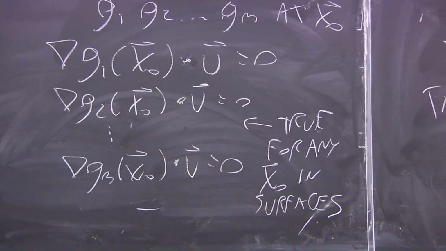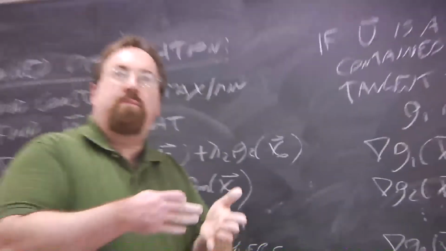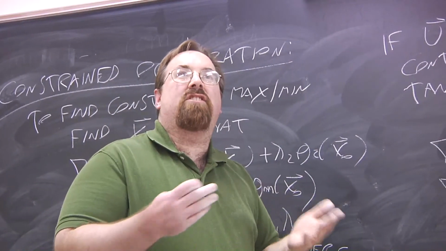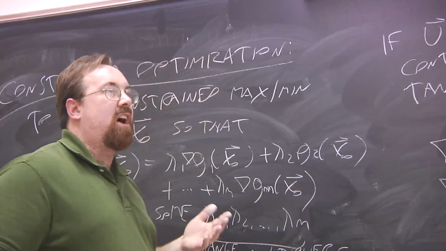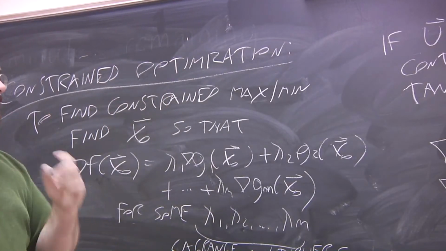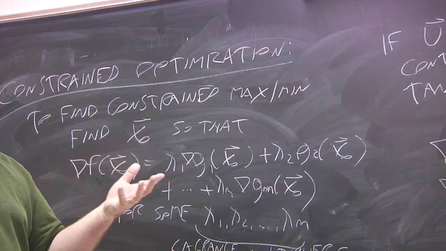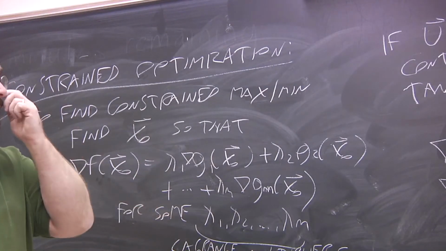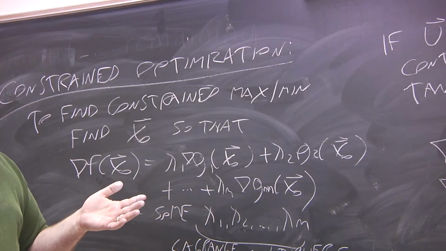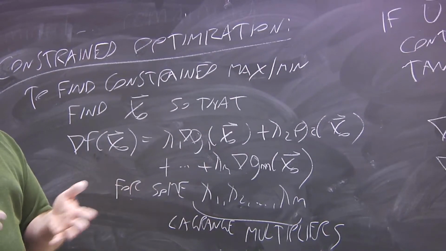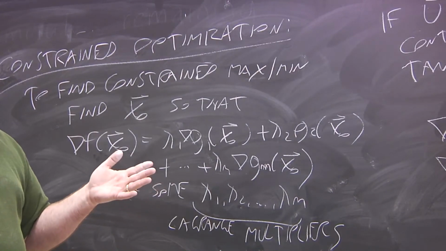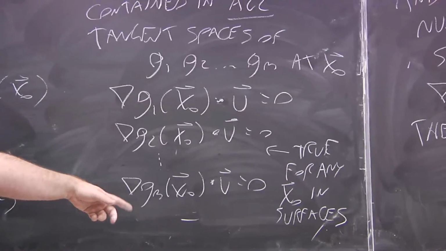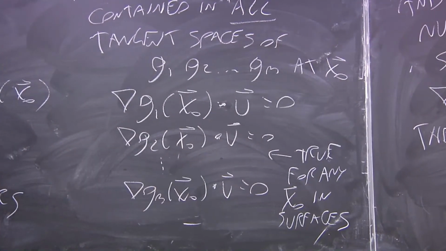So f can change, but it can only change in a way that violates the constraints. So that's where it's going to have a non-zero rate of change. That's why you don't need the gradient to be equal to 0 at this point, x0. Because if it wants to be increasing or decreasing in certain directions, and those directions take you off of these constraint surfaces, let it. You don't care.